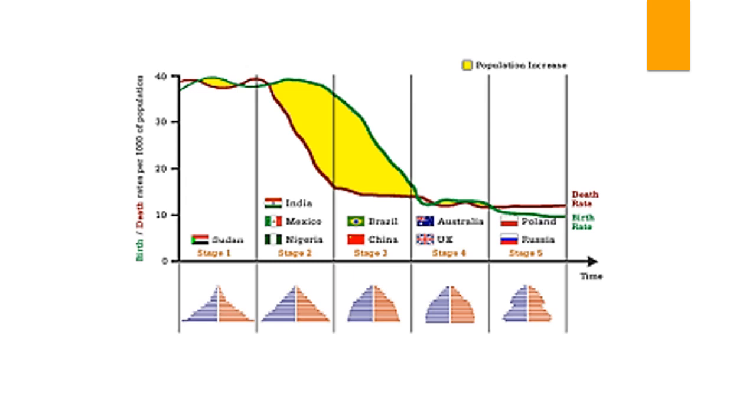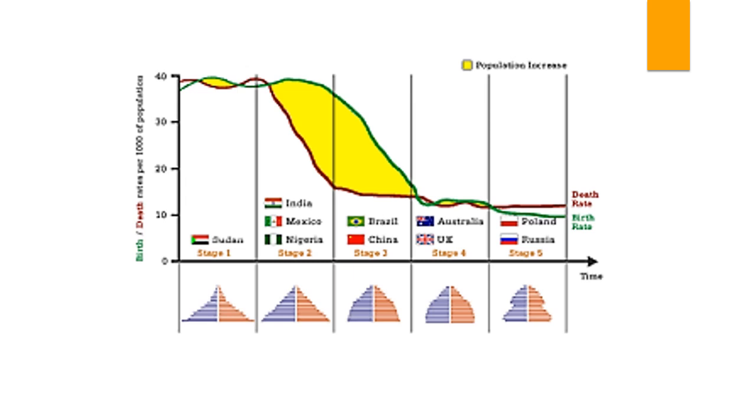In stage 2 we have India, Mexico and Nigeria, where the lifestyle has improved but the birth rate is the same. It has not been controlled much. In the third stage we have China and Brazil, where the birth rate has declined like anything and the death rate has been stabilized. In stage 4 we have Australia and the UK, with a low birth rate and low death rate. Then we have an additional stage called stage 5, with very developed countries like Germany, Poland and Russia, where the birth rate is lower than the death rate.